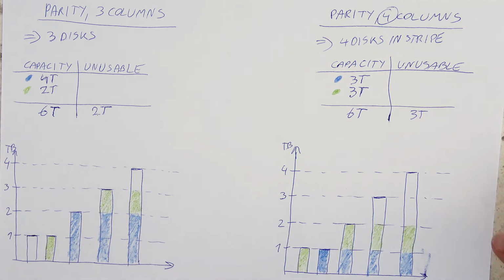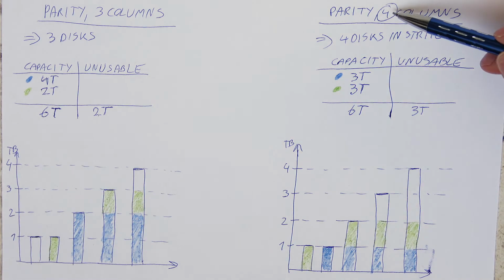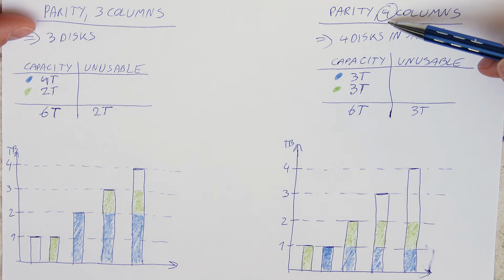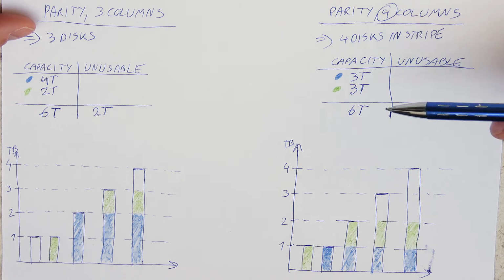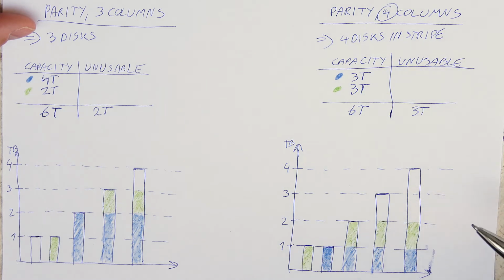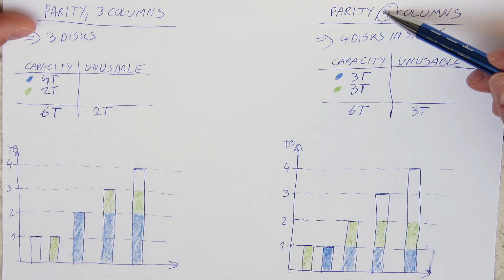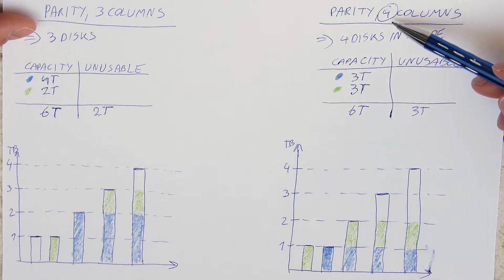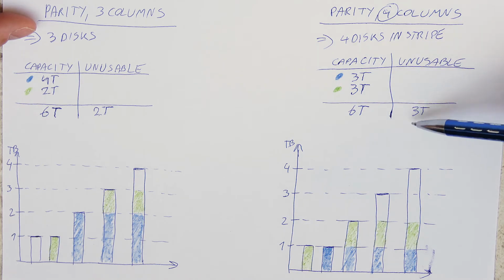Wow! Now, because with 4 columns, because of more columns, we have faster virtual disk, same capacity, and more unusable space we can use with other virtual disks. So this is definitely a better decision to use 4 columns if you chose Parity in this case, because you will get faster disk and more space to use by other virtual disks.